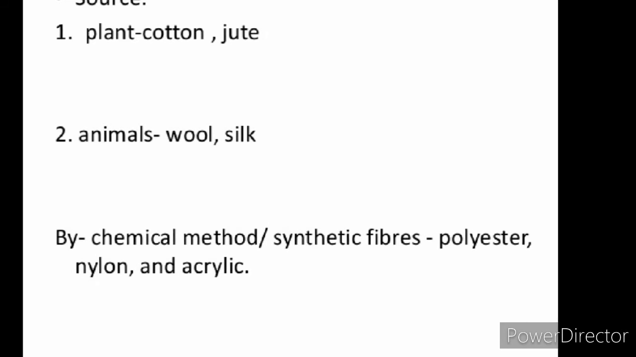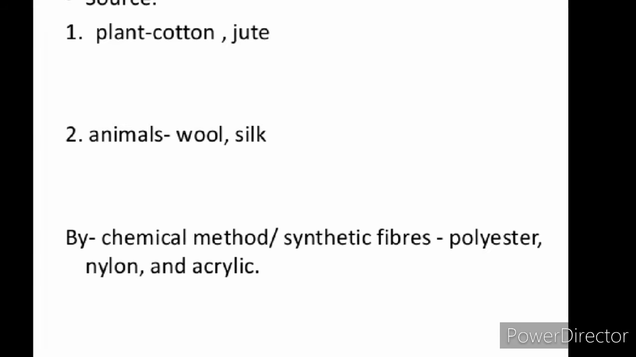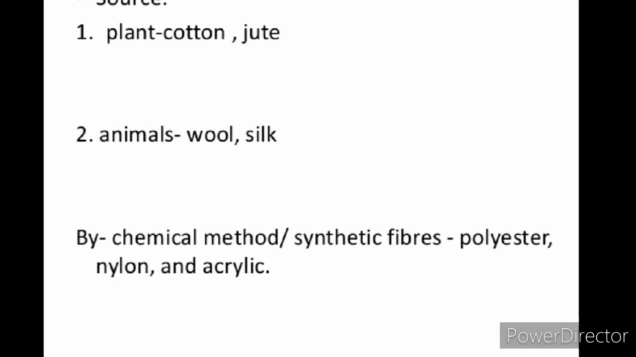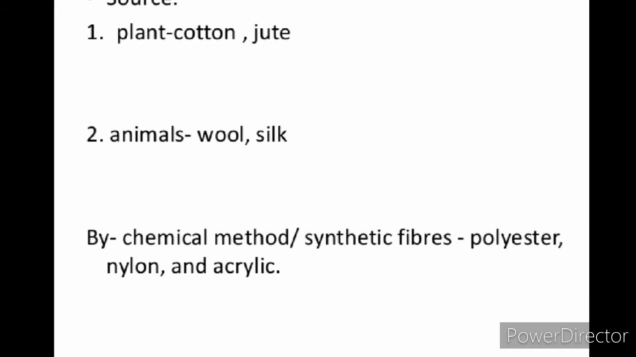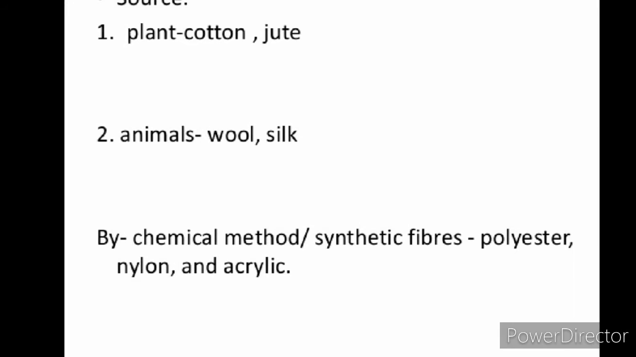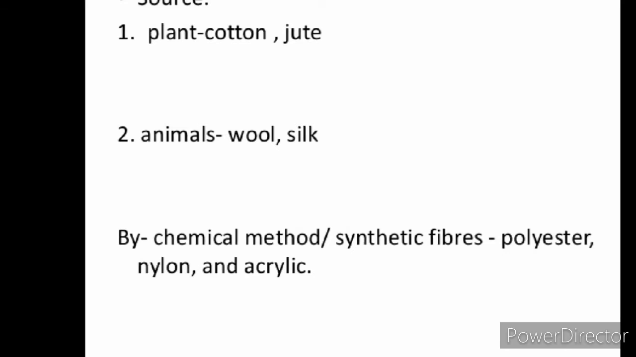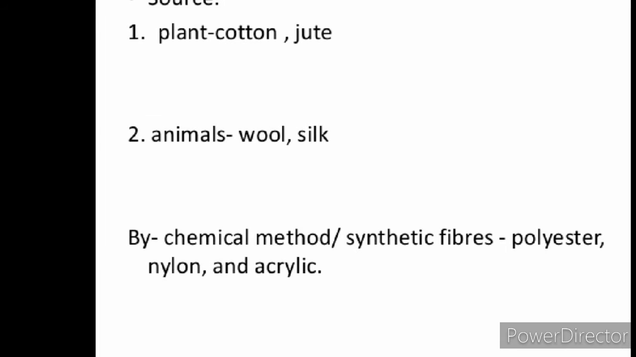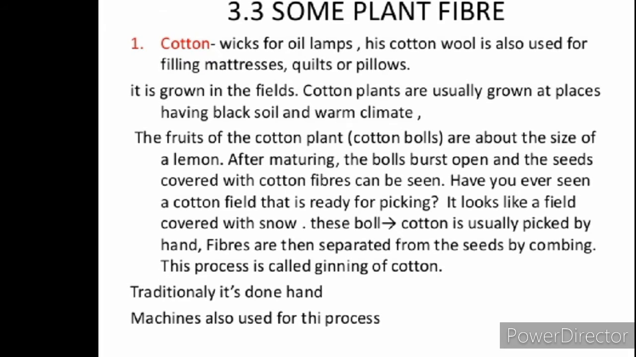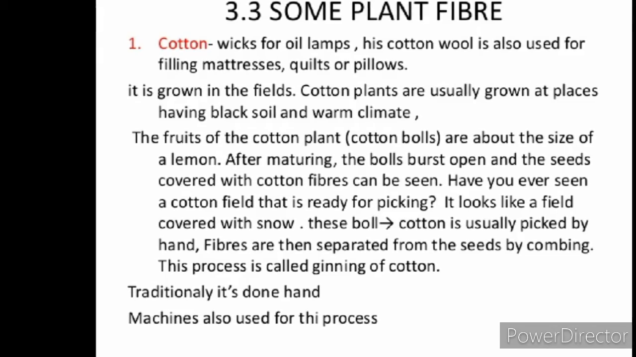From plants we get cotton and jute. From animals we get wool and silk. Also, there are some fabrics which can be made by chemical methods and they are known as synthetic fibers. They are polyester, nylon and acrylic. Now we will talk about some plant fibers.